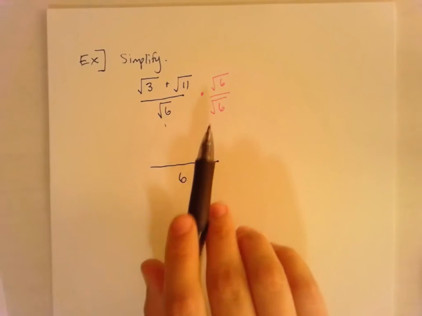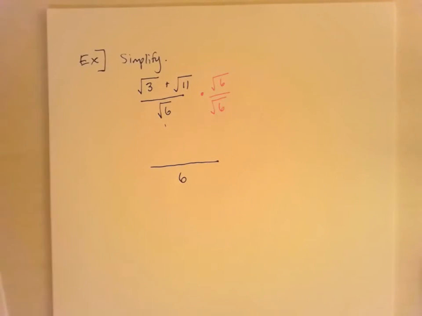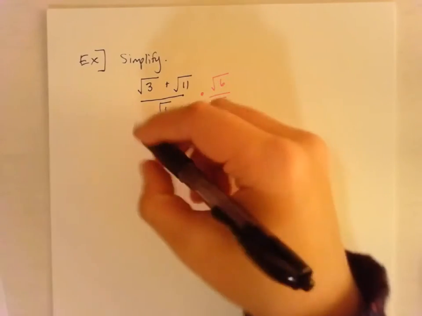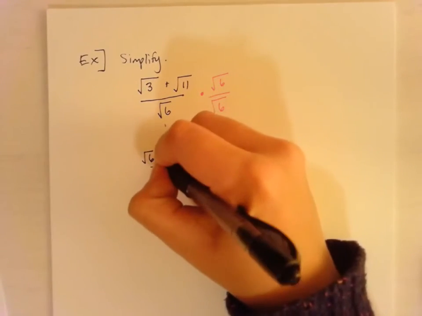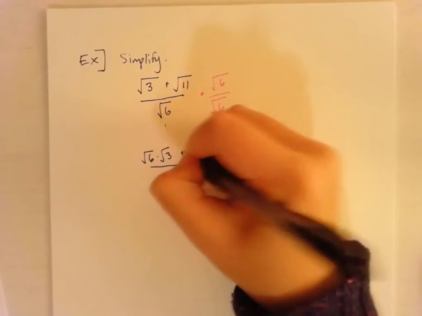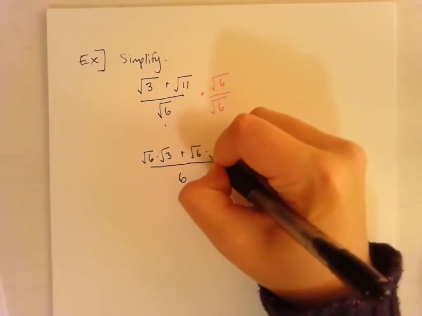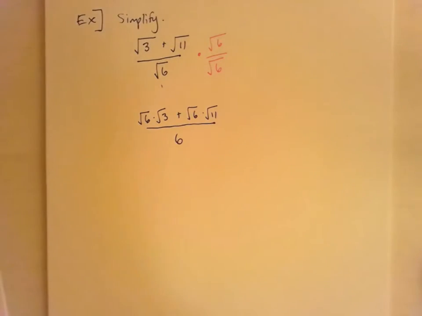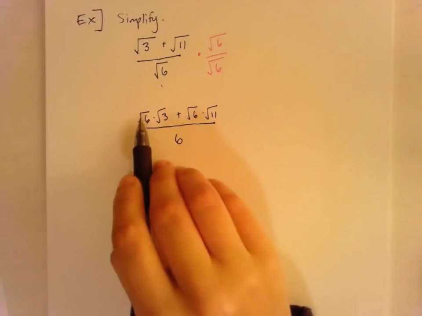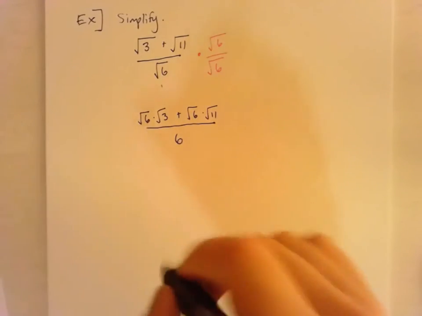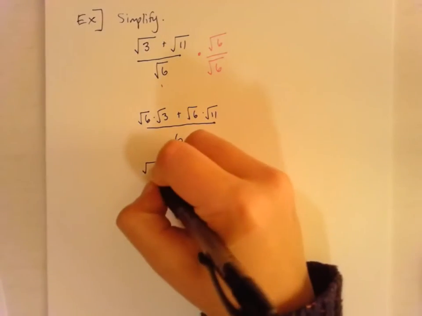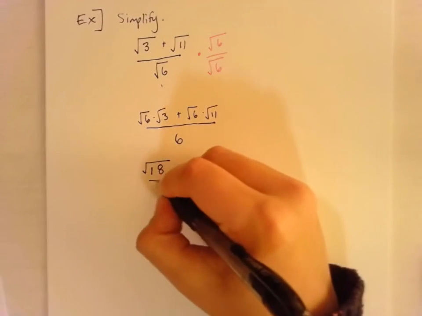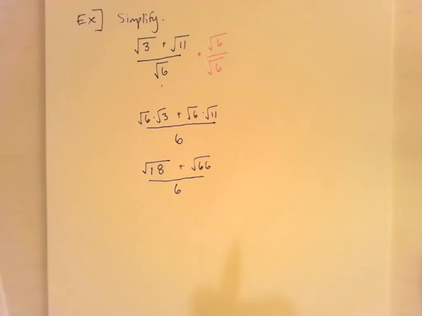And on the top, what I'm going to use is that good old distribution property. If I have one term multiplied to 2, it's going to look like this. Radical 6 times radical 3 plus radical 6 times radical 11. And now from what we've learned earlier about multiplying radicals, I know that I can simplify both of these terms here. And I can make it radical 18 plus radical 66 all over 6.